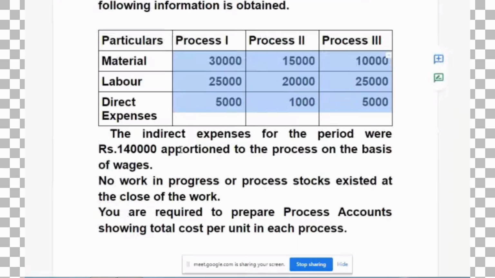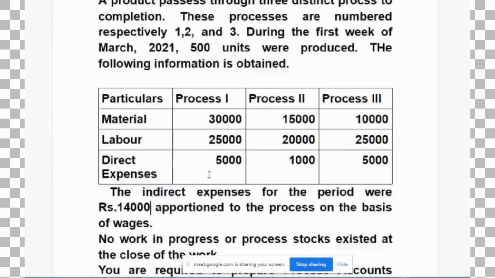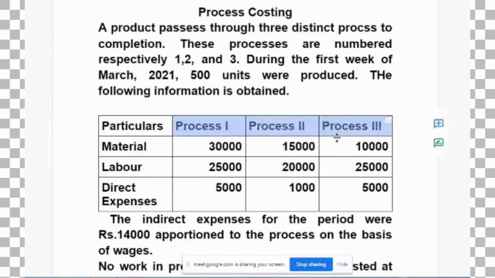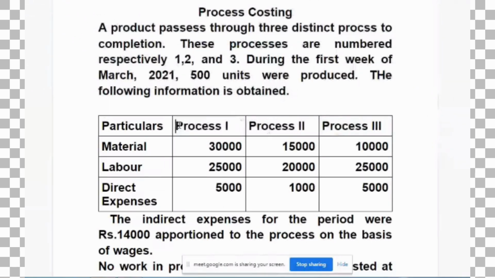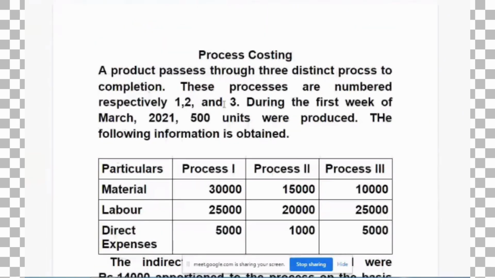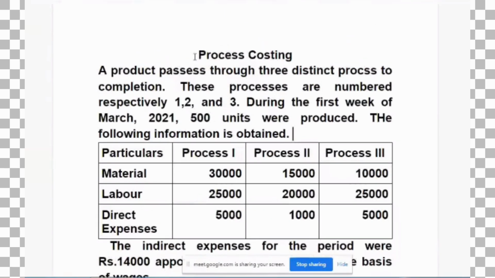So how do we determine the cost of each process? Okay, process 1, process 2, process 3. So what is the method of determination of cost? Let's try to understand by taking a practical example, how we calculate the cost of a particular product in a process costing example. What is the basic fundamental? So here I am having one example.